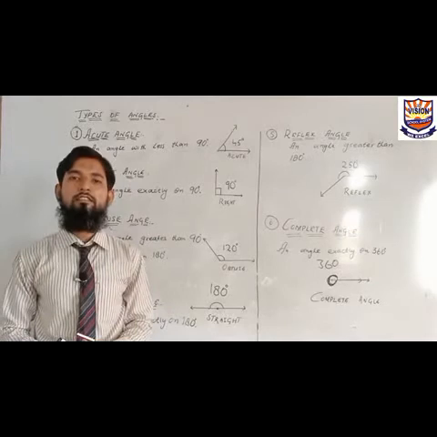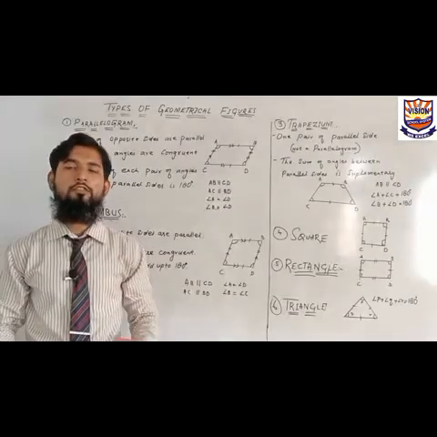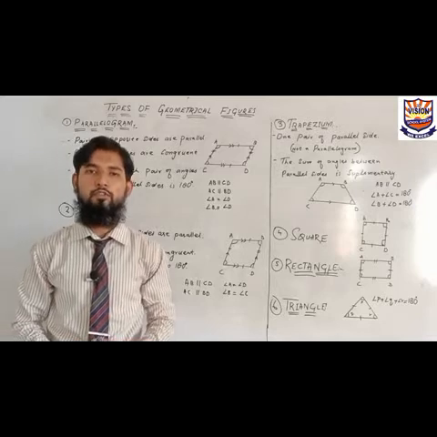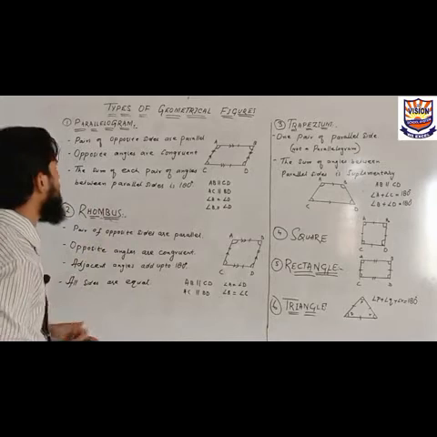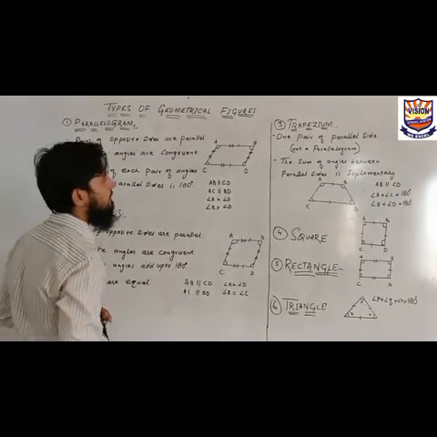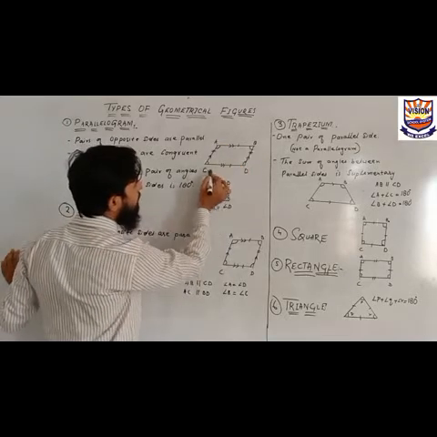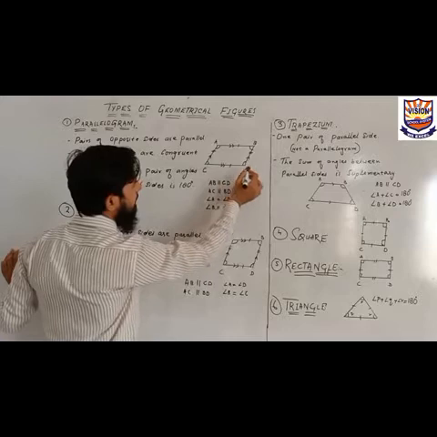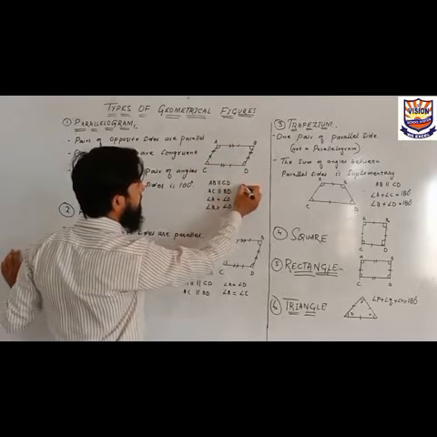Now we will discuss some types of geometrical figures. So dear students, now we will discuss some types of geometrical figures. First of all, we will discuss parallelogram. So its pairs of opposite sides are parallel. Side AB is parallel to side CD and side AC is parallel to side BD.